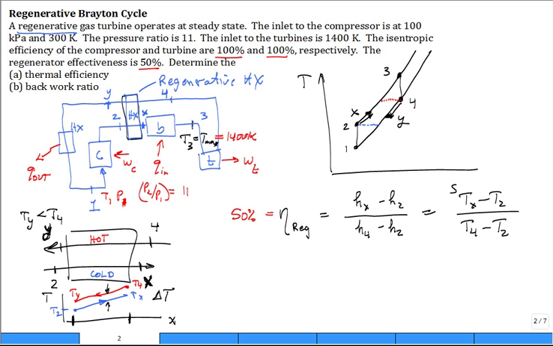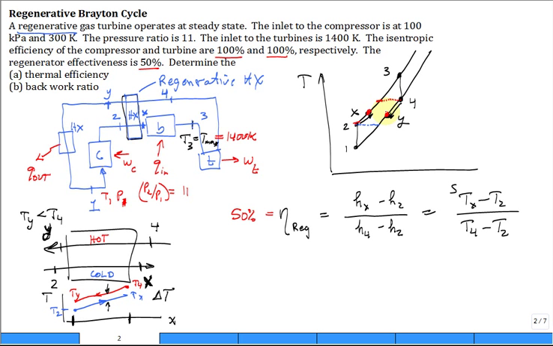So what I do is, it doesn't say to assume cold air standard, or to use the air tables accounting for variable specific heats. It's your choice. You can go one way or the other. It doesn't appear to be specified in this problem. But you can think of this X as, because of the 50% effectiveness, being halfway between T2 and T4. Just halfway. Maybe I sketched it showing it's about 50%. And likewise, Y will be about 50%.